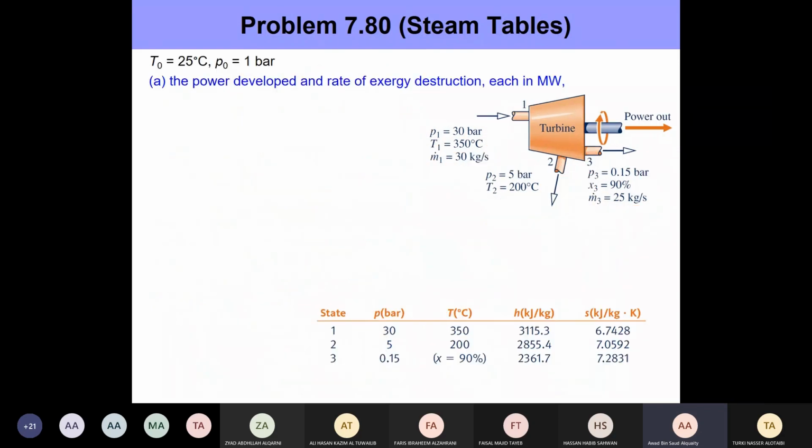Now let's come back to this problem. We have just 4 minutes, so let's try and do the first part at least. We need to determine the power developed in this turbine. Any ideas? How can we do that? You did this in 203. All we need is the power output from the turbine. How do we start?